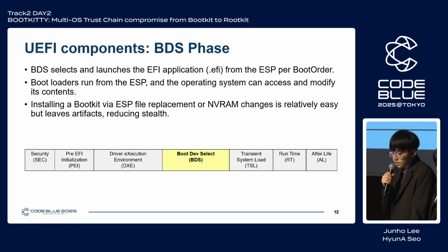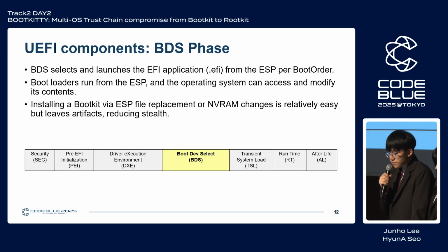The BDS phase is executed after the DXE phase and is responsible for identifying bootable devices and selecting and executing the bootloader. During this phase, the UEFI boot manager refers to the boot option list to locate available boot paths such as internal storage, network, or external media. The selected boot device's EFI image is then loaded, and control is passed to the TSL phase, where the bootloader is executed.